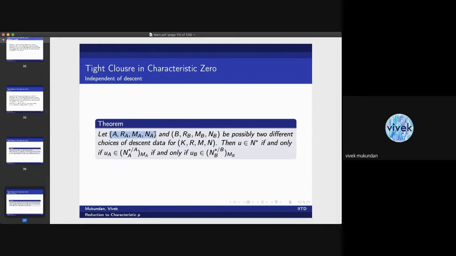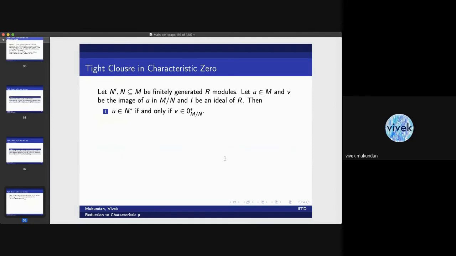So if you have two choices of distance, then if you want to test using tight closure, you just test it being in the tight closure with respect to either of their distances. So u is in N star if and only if u_A is in N_A star or N_B star. Same thing.